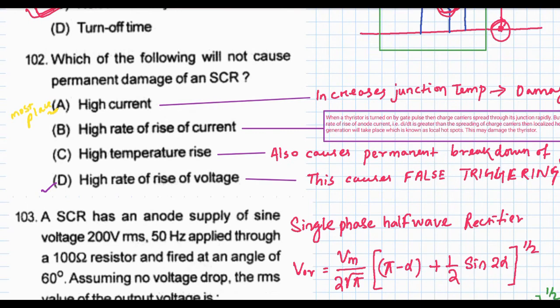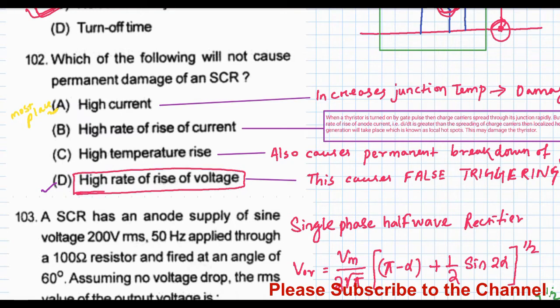Next question is, which of the following will not cause permanent damage of an SCR? You will find in maximum places the answer will be high current, but in my opinion this is not the answer. The answer is high rate of rise of voltage. Because the question is asking for which will not cause permanent damage, and in case of high current it will increase junction temperature and it will damage the SCR.